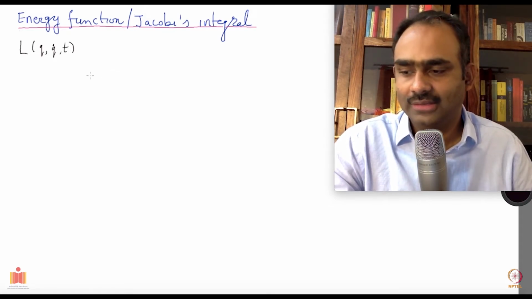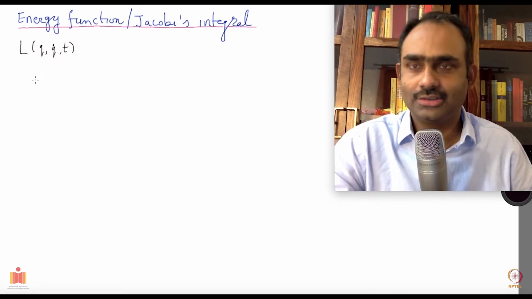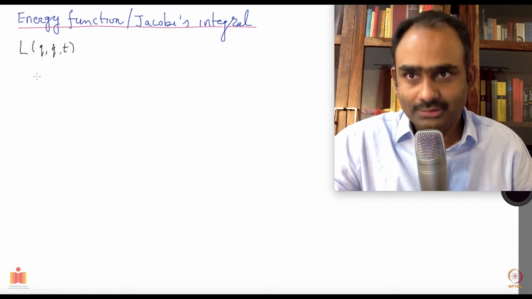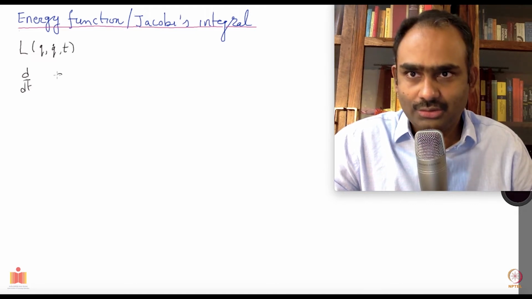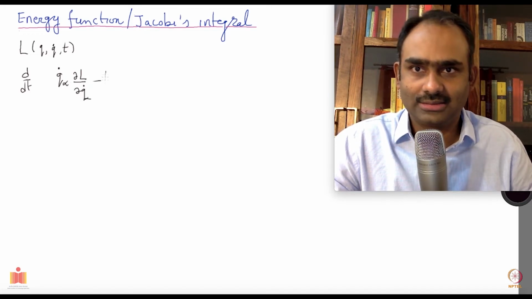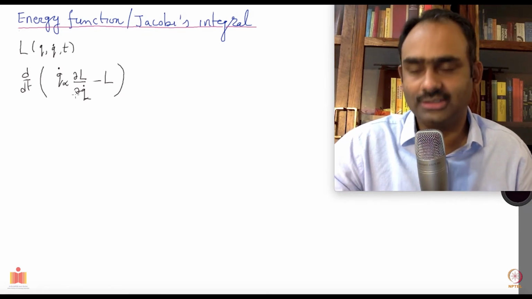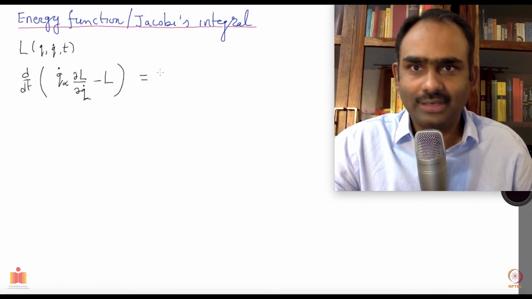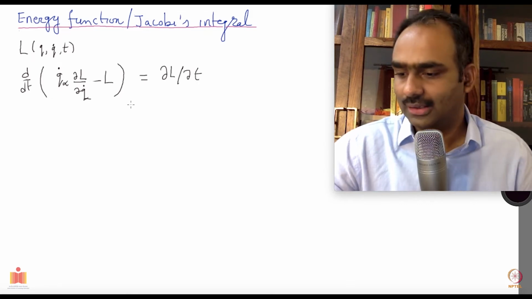Then we saw that if I use the equations of motion, that is the Euler-Lagrange equations, I can show that the total time derivative d over dt of the following quantity, q alpha dot del L over del q alpha dot minus L, where a summation over alpha is implied because of the Einstein summation convention, is del L over del t.